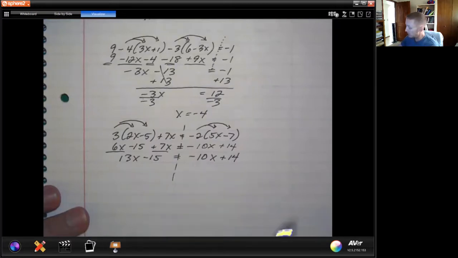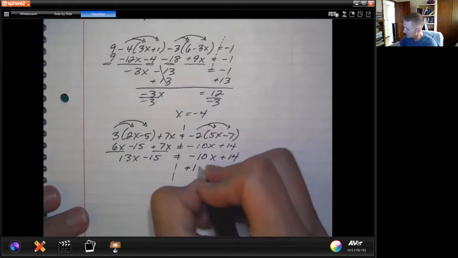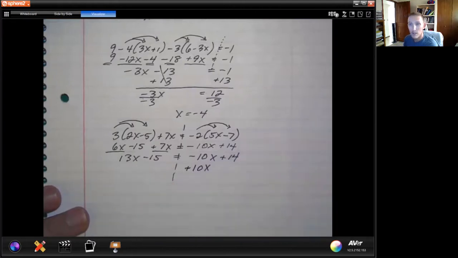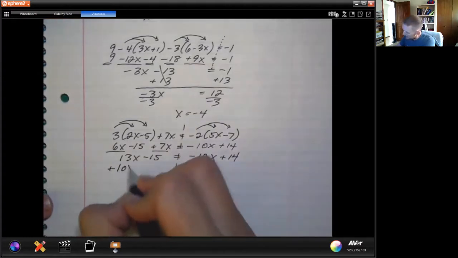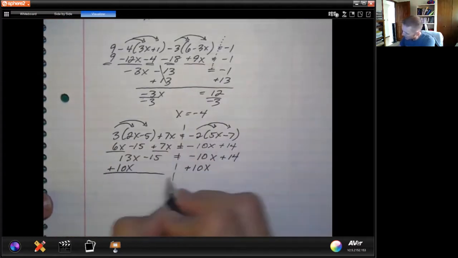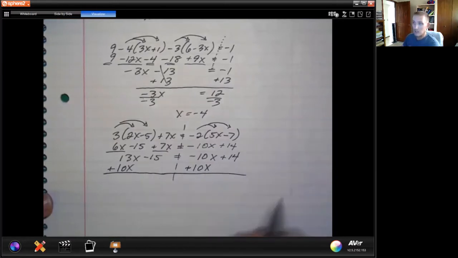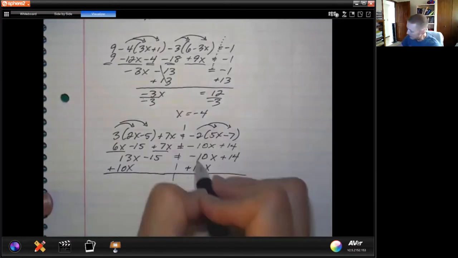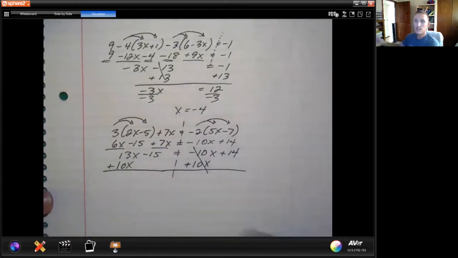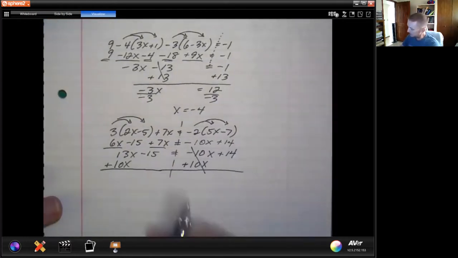If you were thinking plus 10x, you were exactly correct, because the minus 10x and the plus 10x will cancel each other out. I have to maintain balance. So if I'm going to add 10x to one side so I can cancel out the negative, I have to add 10x to the other side. And this is what I mean when I say I'm moving the x's to one side. I'm making them cancel out on this side, and then the 10x will move to the other side.